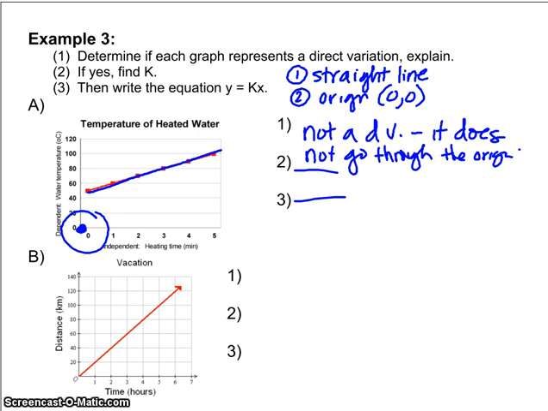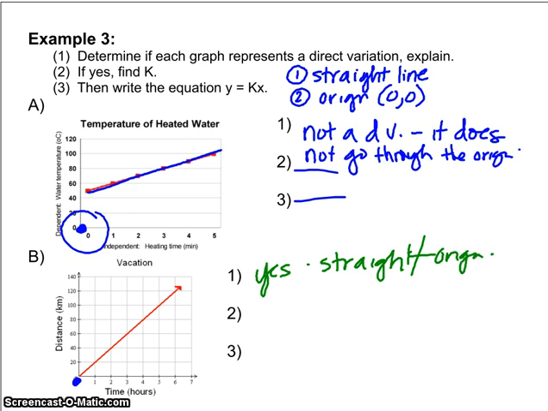Just explain why. Now for B, taking a look at B, yes, we have a straight line, and yes, it goes through the origin. So even though we don't have, per se, a table of data points, we can find some in our graph, there still is a direct variation. So yes, just remember there's a straight line, and it goes through the origin.